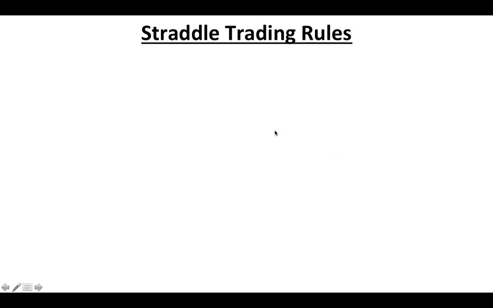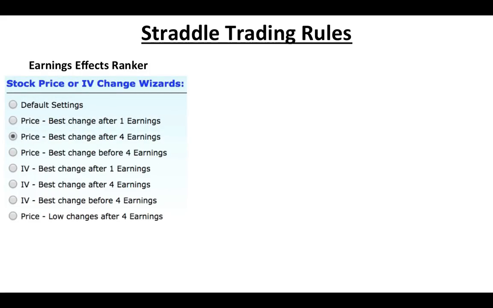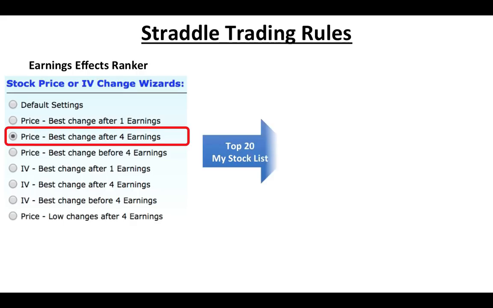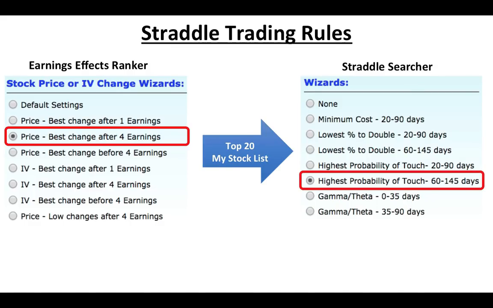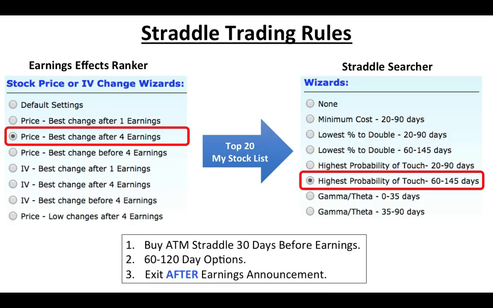All right, so let me wrap this up and tell you what I just showed you. So first off, we went into the earnings effects ranker. I selected best price change after 4 earnings. That's going to give me the biggest gapping stocks over the average of the last 4 earnings periods. Then you take the top 20 from that list and you pass it over to the straddle searcher. You select highest probability of touch, 60 to 145 days, and these are the rules. You want to buy your at the money straddle 30 days before the earnings announcement. Use 60 to 120 day options and then exit after the earnings announcement.